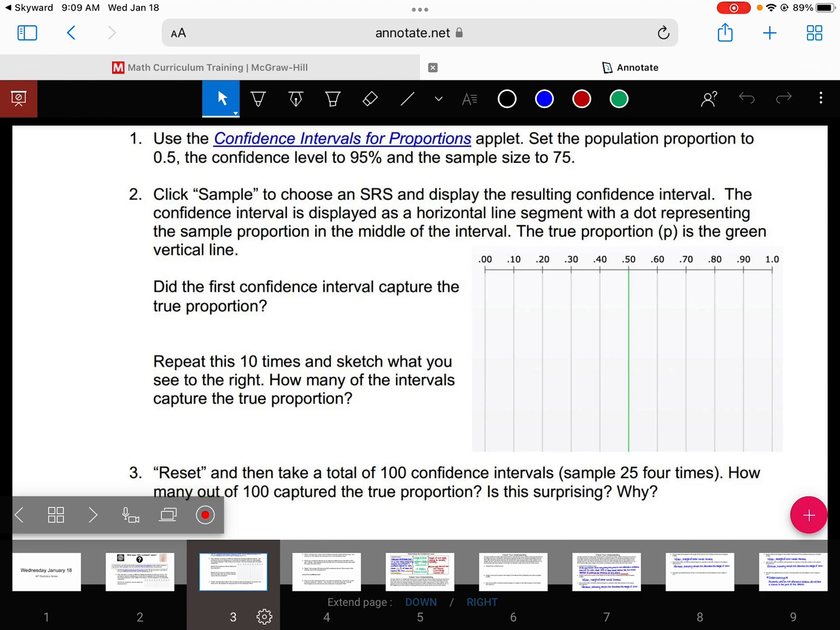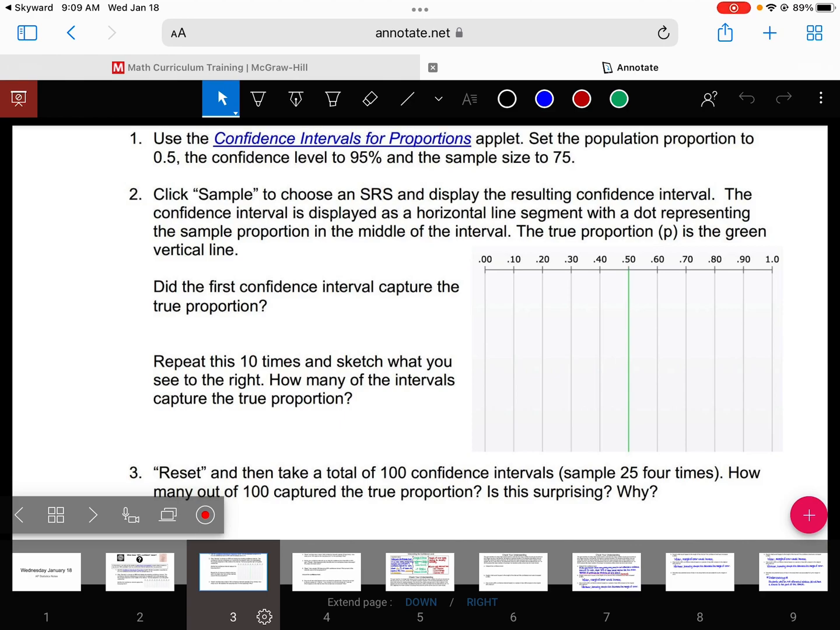All right. I want you to hit reset. We're going to take a total of 100 confidence intervals. So we're going to do this sample 25. We're going to do it 4 times. So click sample 25. If you look down here, it tells me 23 of them captured the true population proportion out of a total of 25. I want that total to go up to 100, so I'm going to sample 25 again.